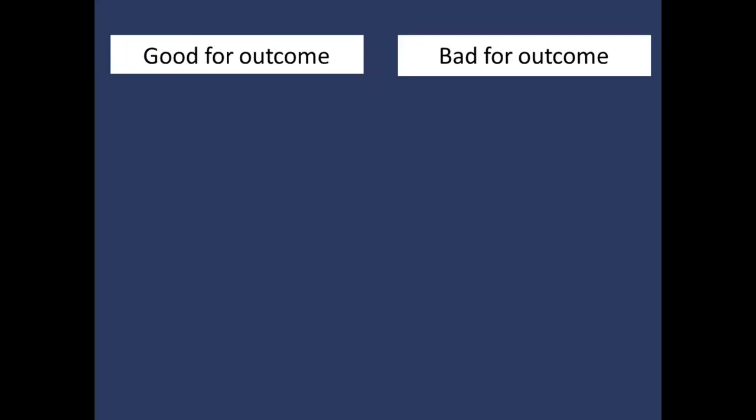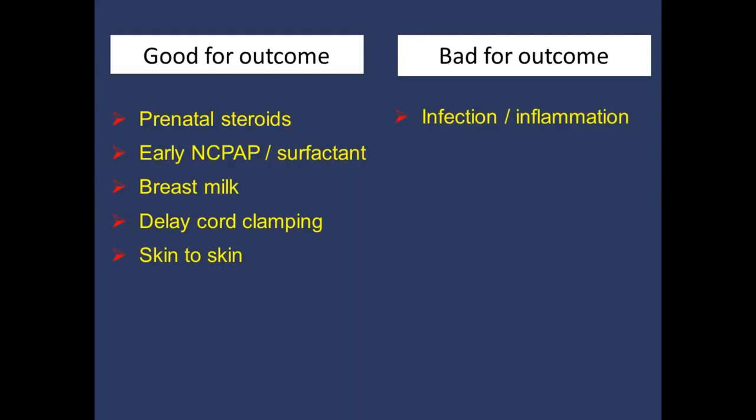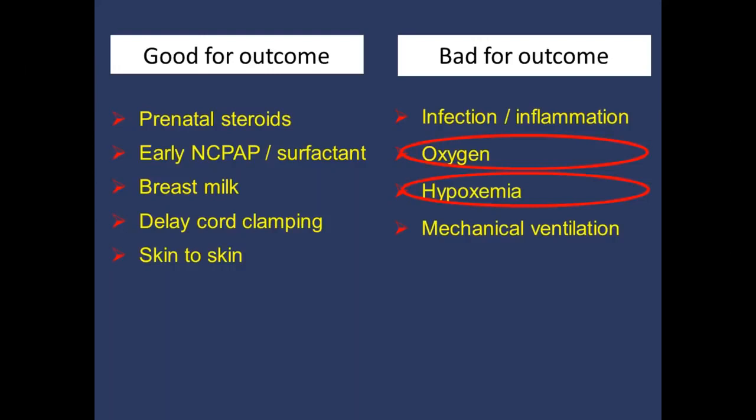We know that we have certain things good for outcome. We know that prenatal steroid is good, early CPAP surfactant, breast milk, delayed cord clamping, skin to skin. At the same time, we have other things bad for outcome: infection, inflammation, oxygen therapy, hypoxemia, and mechanical ventilation. So today I will be focusing on hypoxemia and management of hypoxemia by oxygen therapy.